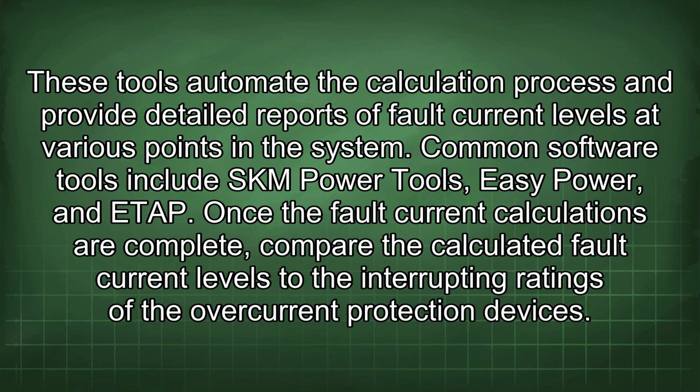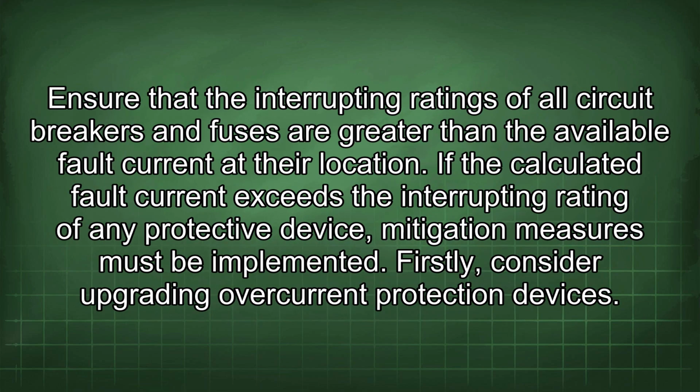Once the fault current calculations are complete, compare the calculated fault current levels to the interrupting ratings of the overcurrent protection devices. Ensure that the interrupting ratings of all circuit breakers and fuses are greater than the available fault current at their location. If the calculated fault current exceeds the interrupting rating of any protective device, mitigation measures must be implemented. Firstly, consider upgrading overcurrent protection devices.